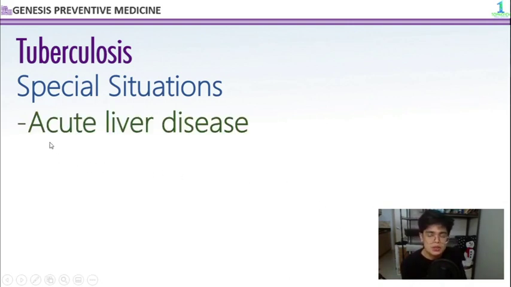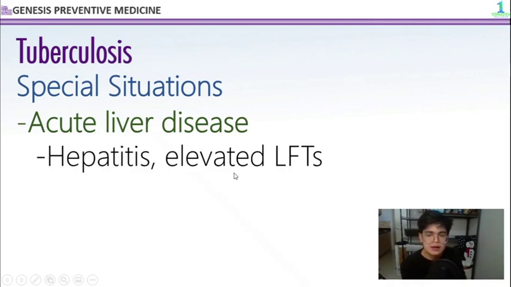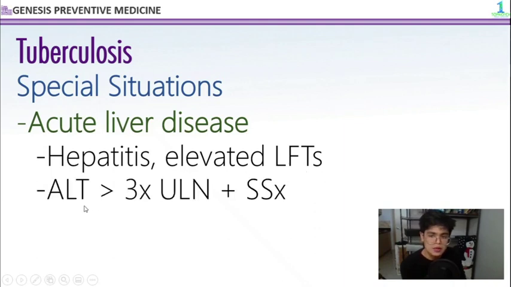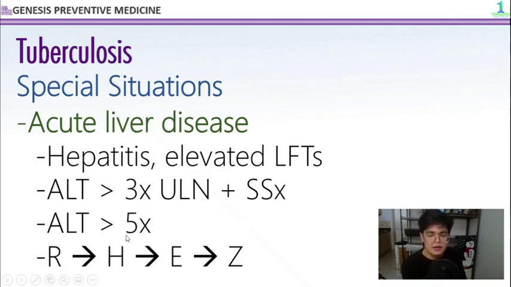Okay, acute liver disease, take note: acute liver disease, hepatitis, and the like, elevated liver function tests. If the ALT in particular is 3 times above the upper limit of normal and the patient is symptomatic, that is an indication to discontinue the TB treatment. Or if the ALT is elevated 5 times the upper limit of normal, regardless of symptoms.